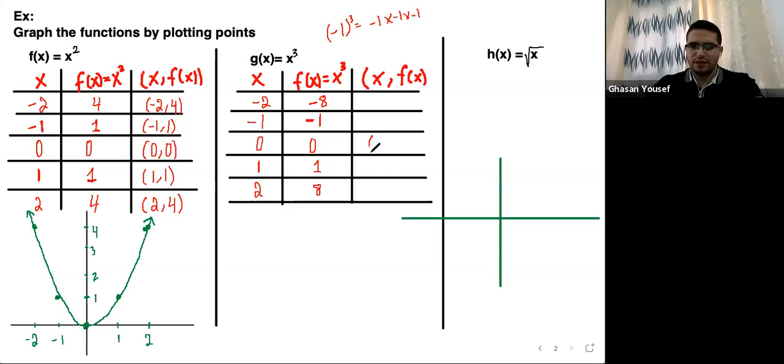Now the points will be 0, 0. Here -1, -1. Here -2, -8. Here is 1 and 1. Here is 2 and 8. So the graph for this function will be something like this. I'm going to graph the Cartesian plane first of all.